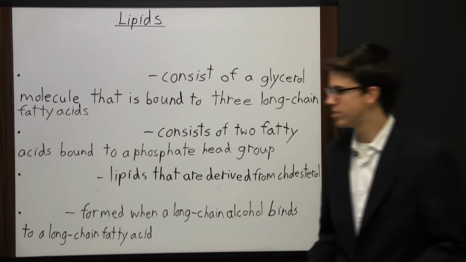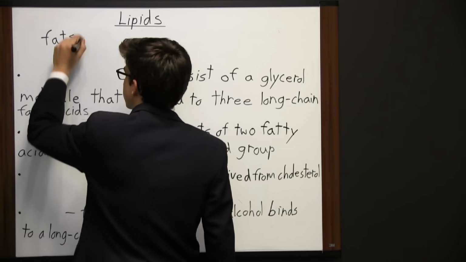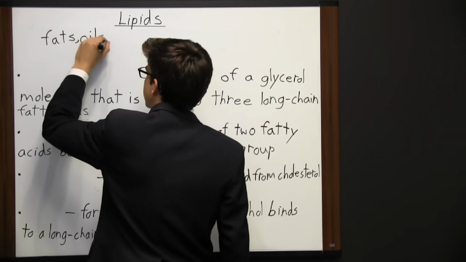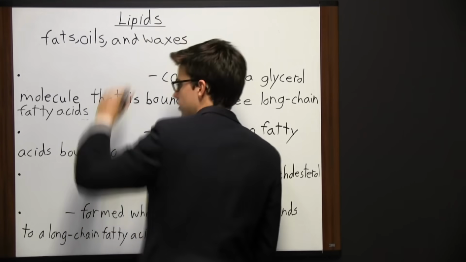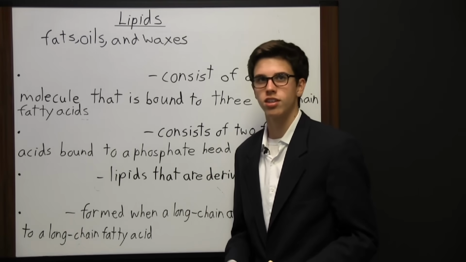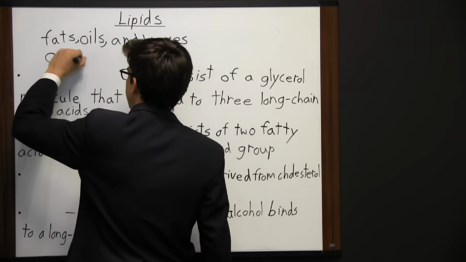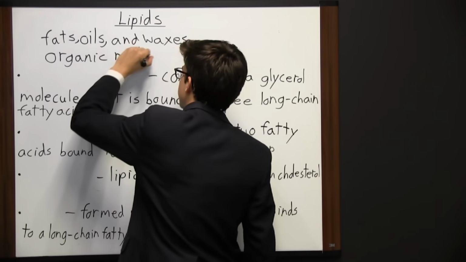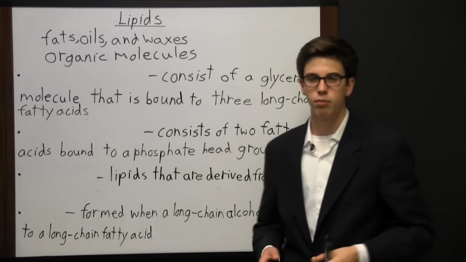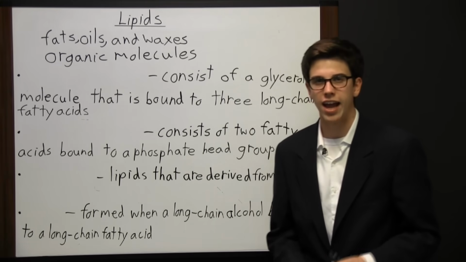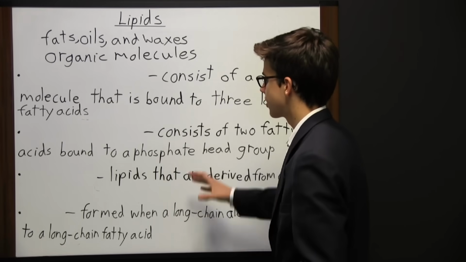Some common types of lipids that you are probably familiar with are fats, oils, and waxes. Now, like carbohydrates, lipids are organic molecules. However, lipids have a more complex structure than carbohydrates and are larger molecules. Now, lipids include several different types of groups.